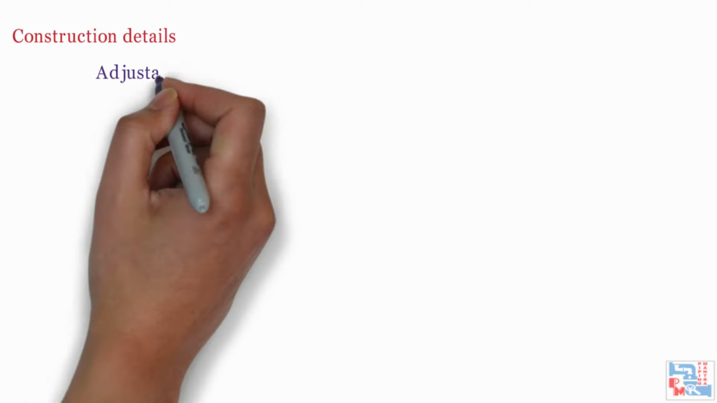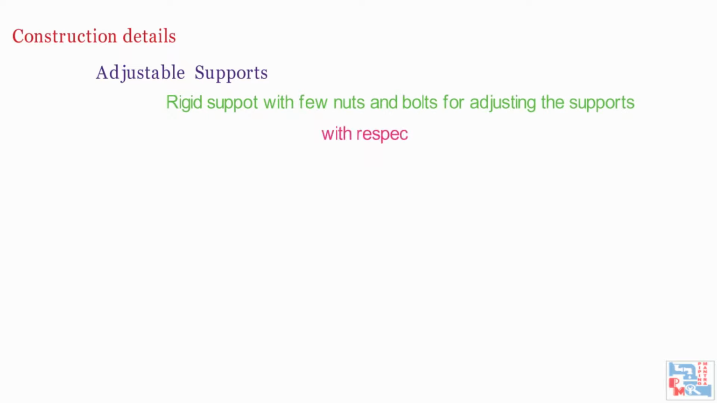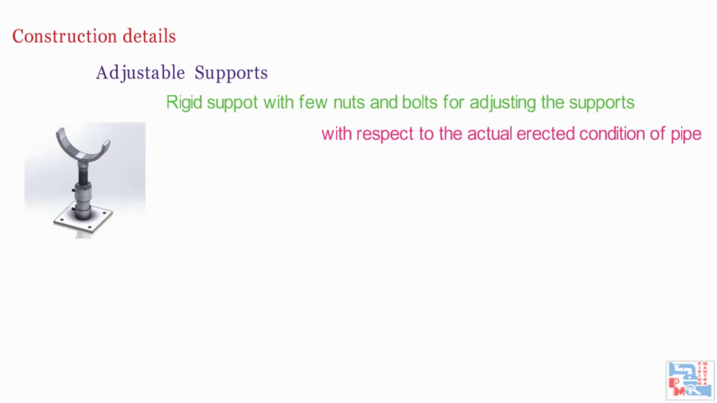Last one is adjustable supports. This type of support is rigid type in construction, but it has a few nuts and bolts arrangements for adjusting the supports with respect to the actual erected condition of the pipe. The support can be adjusted for the erection tolerances in the pipe. These are required for a better supporting need at critical locations of pipe supports.